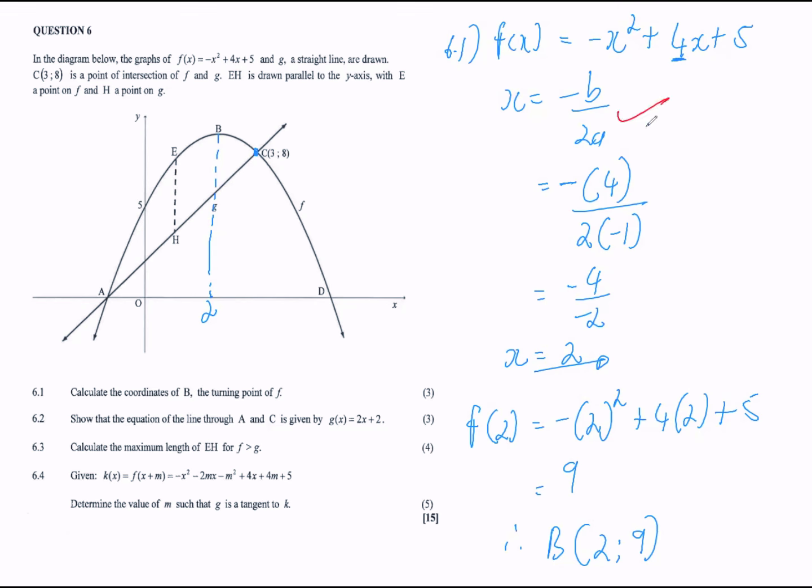So for the method of x, that equation, and then you have your x coordinate 2, and then you have your y coordinate right there. So 3 marks like that.